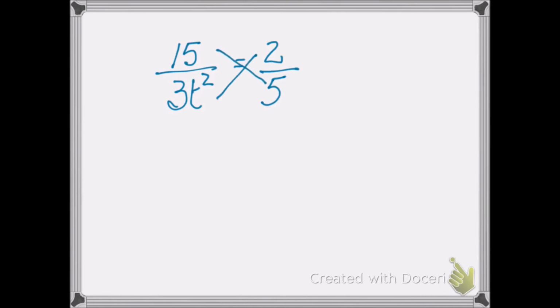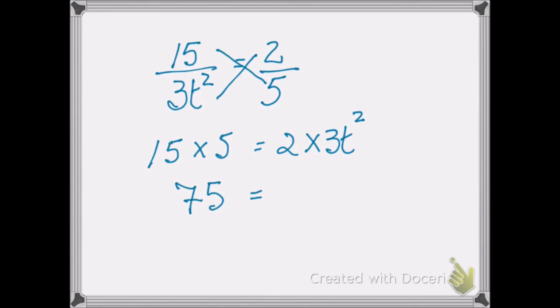We want to solve the following equation for t. 15 divided by 3t squared is equal to 2 over 5. Firstly, we use cross multiplication. This will give us 15 by 5 is equal to 2 by 3t squared. That is 75 is equal to 6t squared.